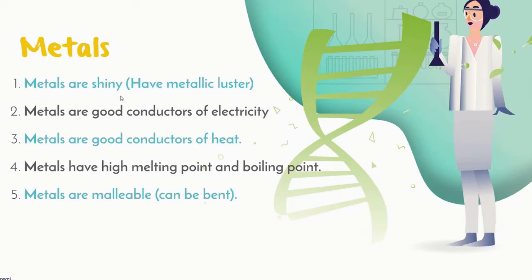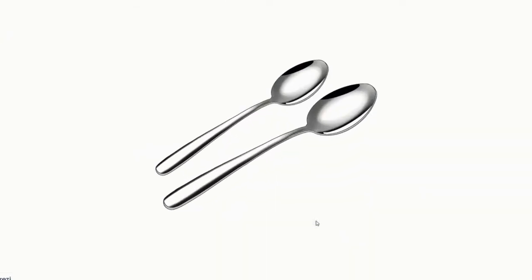First, metals are shiny. First property, they are shiny, or we can say they have metallic luster. What does that mean? For example, in front of you there are spoons. These spoons are made of the element aluminium, and aluminium is a metal. As you can see, they are shiny, or we can say they have metallic luster. They shine.